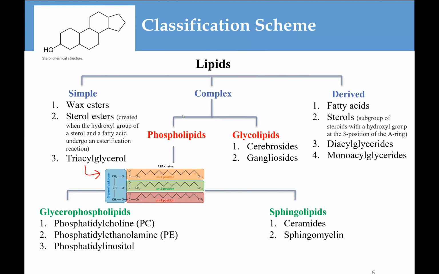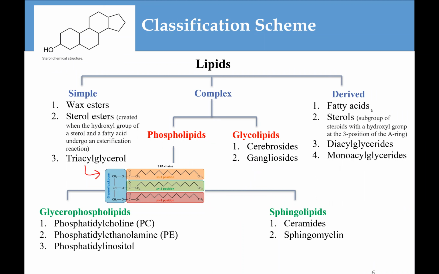Then in complex, we have phospholipids. They have this glycerol backbone, and then they also have a phosphate group attached. And then there are 3 types: phosphatidylcholine, phosphatidylethanolamine, or phosphatidylinositol. Or we can have sphingolipids. Sphingolipids, instead of glycerol, have something called sphingosine. We'll look at it in more detail later. And then glycolipids are lipids plus a carbohydrate part.